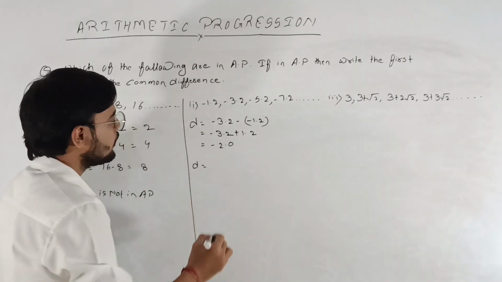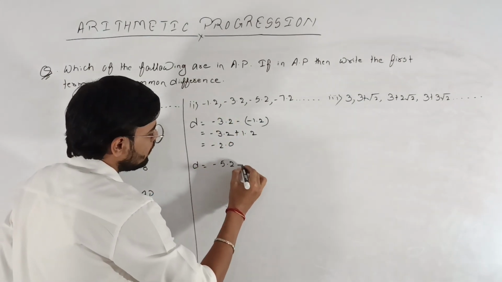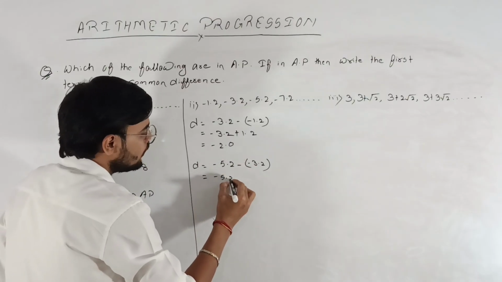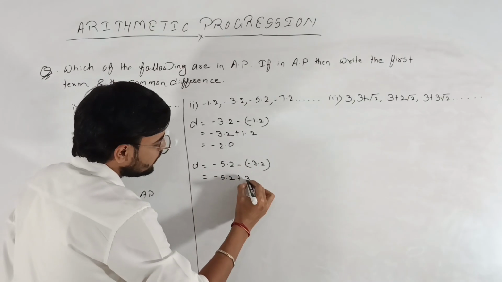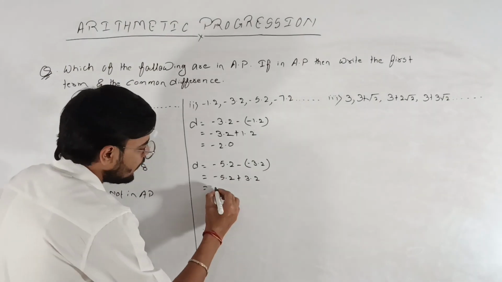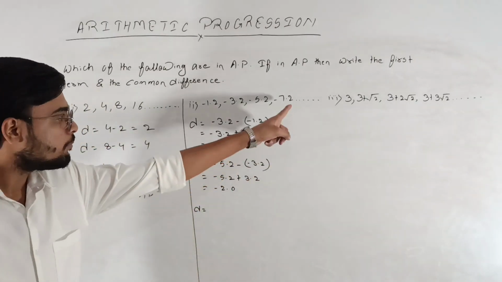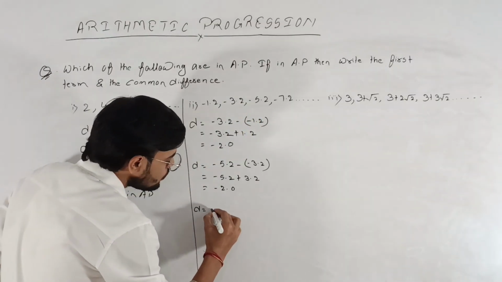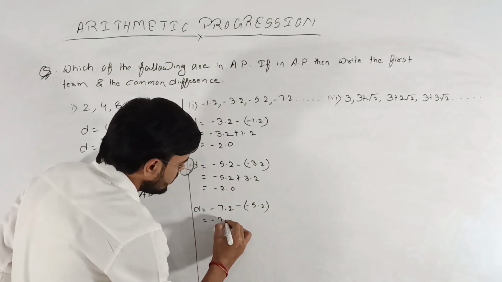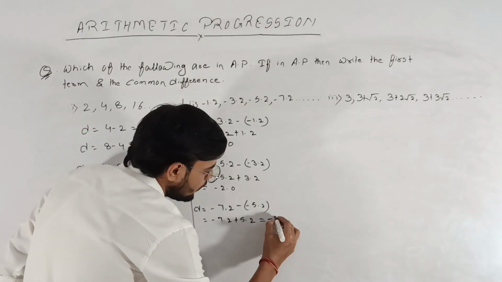Now again we have to check for d. Minus 5.2 minus 3.2, so minus 5.2 minus, and this is minus 3.2. Now again minus 5.2 minus is plus, so I write here plus 3.2. Now again plus minus, so 5.2 minus 3.2 is equal to again minus 2.0. Okay, now again check for d. Minus 7.2 minus 5.2, so minus 7.2 minus of minus 5.2. Now again minus 7.2 plus 5.2, which is equal to again minus 2.0.